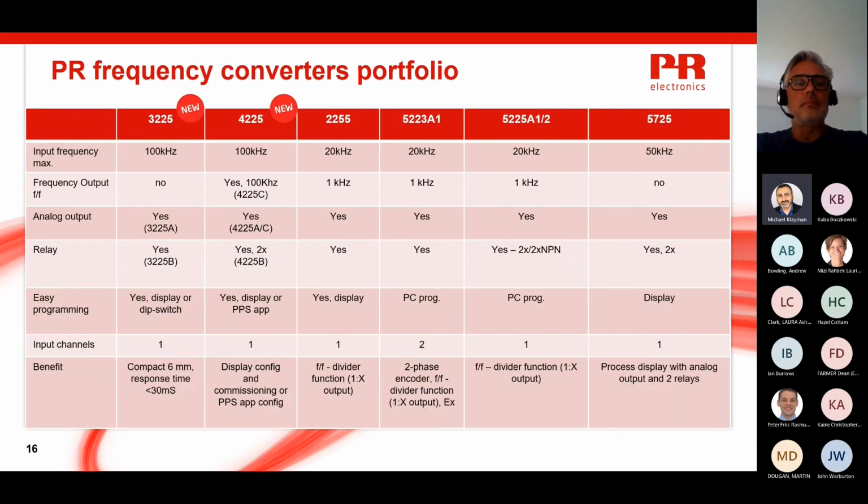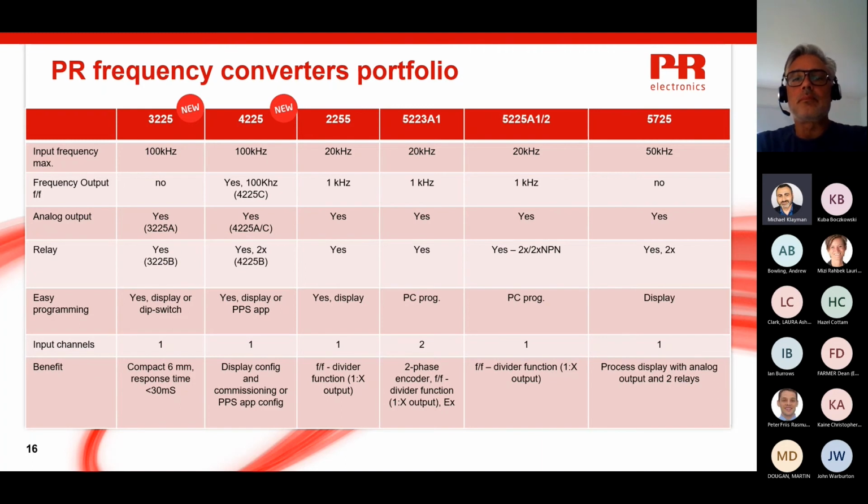The new 3225 and 4225 support higher input frequencies than our legacy devices, up to 100,000 hertz. The 3225 is very useful if you're looking for compact and versatile frequency conversion to analog signals, supporting voltage and current, or if you need a trip amplifier or speed guard with a relay output. The 4225 is a member of our multifunctional transmitter family, the PR4000 series, which we will focus on in the next few slides. Our older 5223 and 5225 are frequency converters with PC programmable features.